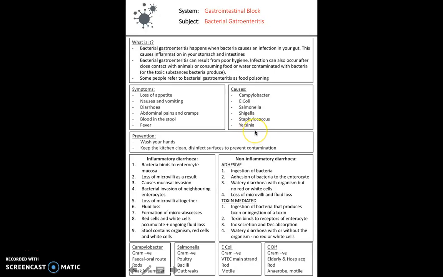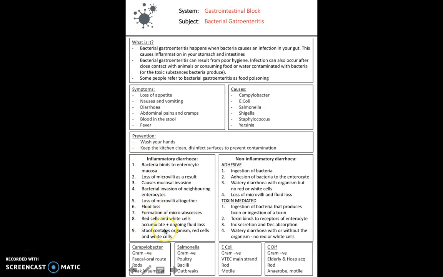Staphylococcus, and Yersinia. Symptoms are very similar, so it can cause loss of appetite, nausea, vomiting, diarrhea, abdo pain and cramps, potentially blood in the stool with bacterial. So prevention, it can be prevented by washing your hands and keeping the environment clean and disinfected.